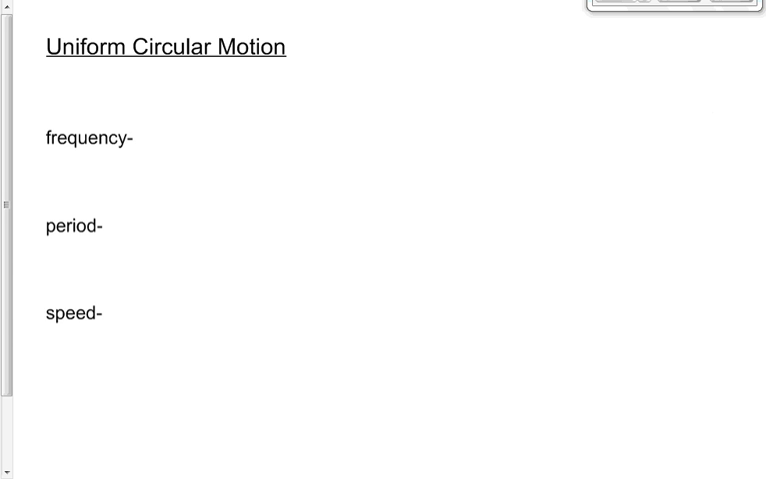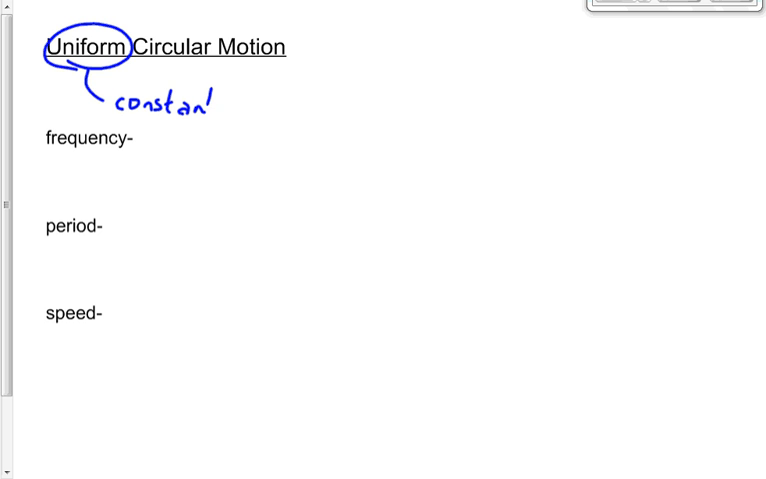We're going to start our new unit today called Uniform Circular Motion. We talked a little bit about it the other day after we reviewed for our test. Uniform circular motion involves objects that are moving in a circle, so going around in a circle at a constant speed. That's the idea behind this uniform, constant speed.